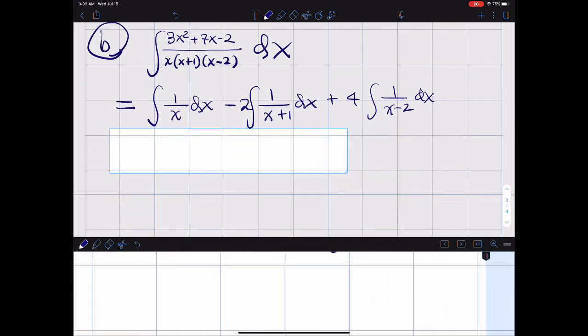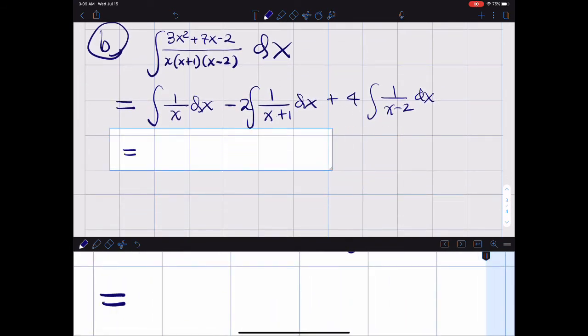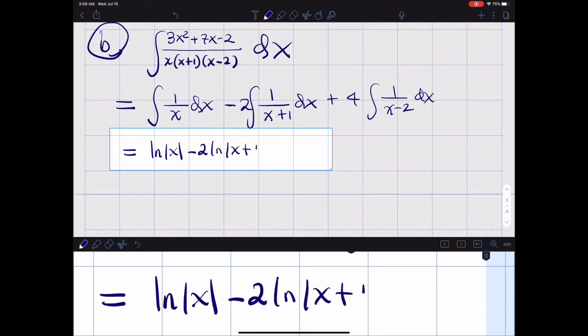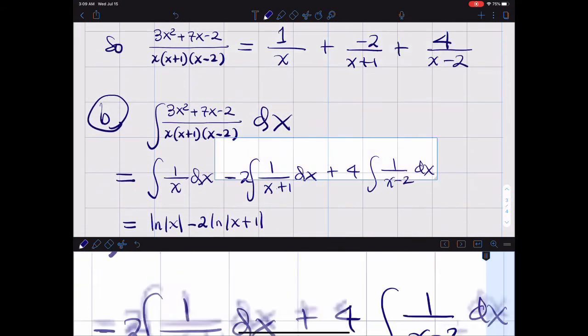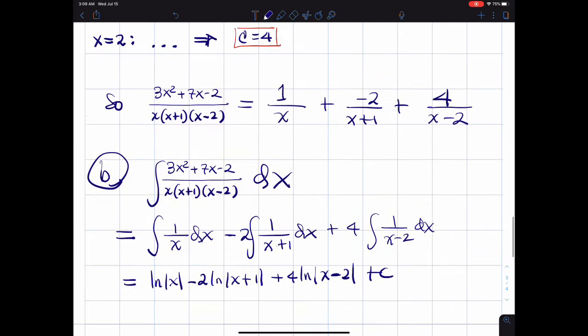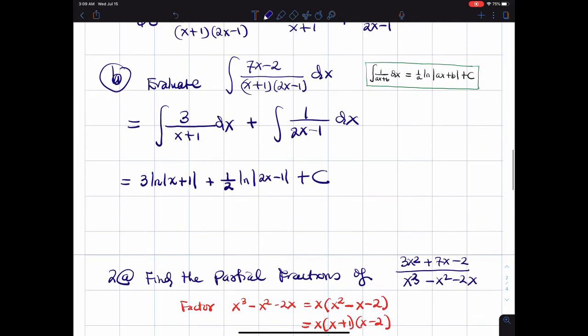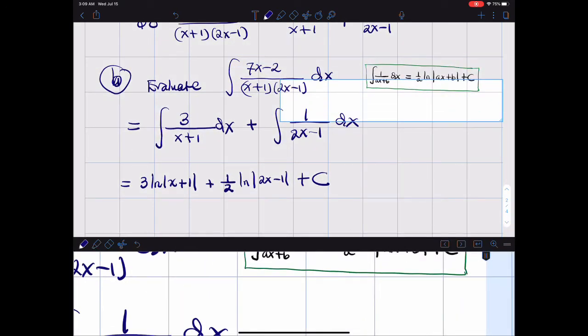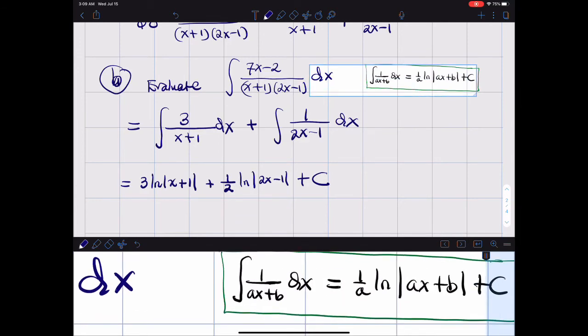Now, we know what these integrals look like. This is natural log of x minus 2 times natural log of x plus 1, again, I'm using the formula above, plus 4 natural log of x minus 2 plus c. So all I'm doing is making use of this formula right here that we derived.